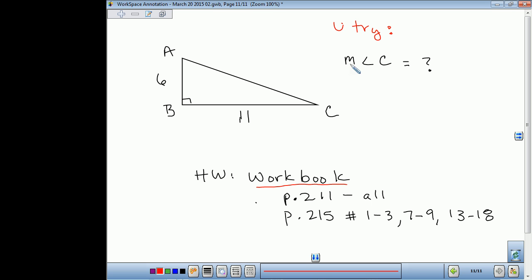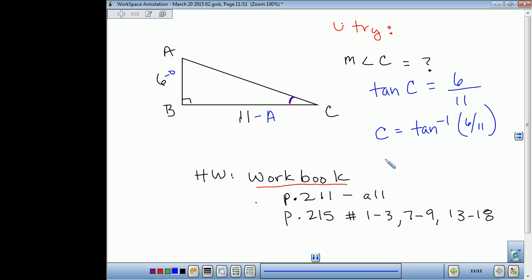Okay, so this one, I'm asking you to find the measure of angle C. So it's with respect to this angle. With respect to this angle C, 6 is the opposite, 11 is the adjacent. So we'll do tangent of C is equal to opposite over adjacent. So we're solving for the angle measure. We use inverse tan, the inverse of tangent of 6/11. And so C is approximately, to the nearest degree, 29 degrees.